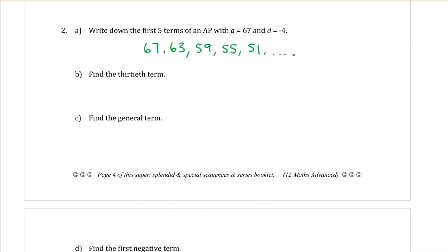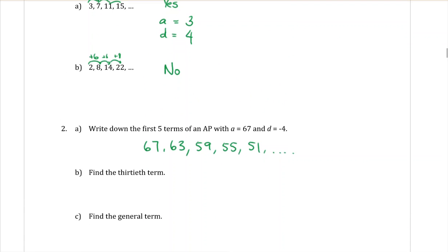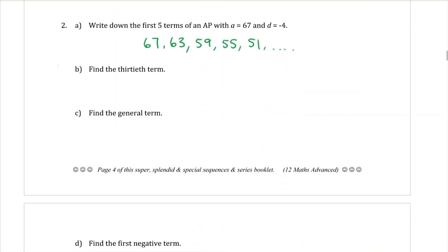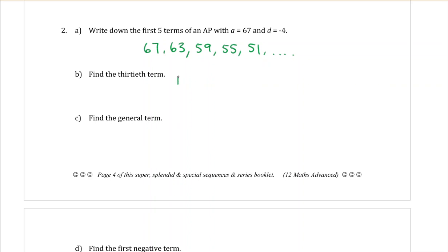So part B says to find the 30th term. You do not want to be writing out 30 terms continuing this pattern here, okay? This is why we have a formula. If I want to find a term, where is my formula? Way back here. If I want to find a term in an arithmetic series, that's the one to use. So I'm going to write it down. T of n equals a plus (n minus 1) d.